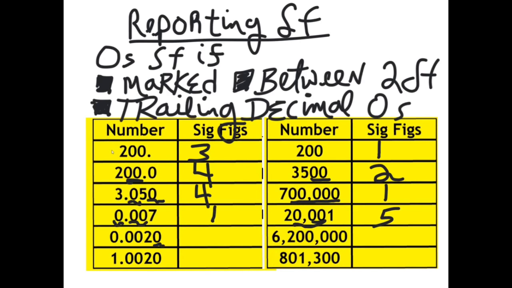0.0020. This 0 is a trailing decimal 0. It is significant. These are not 2 significant figures. 6,200,000. 2 significant figures. 1.0020. This 0 is a trailing decimal 0. It is significant. Here we have 5 significant figures. 801,300. These zeros are not significant. Therefore, we only have 4 significant figures.